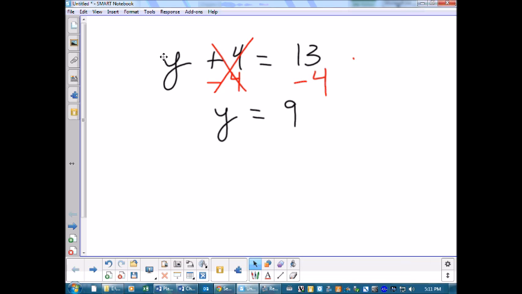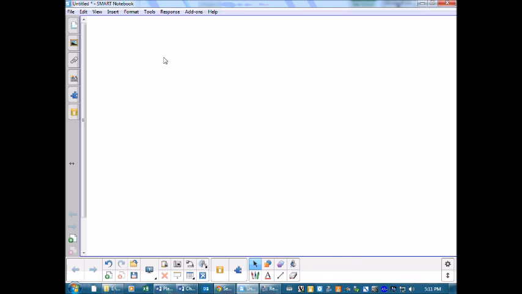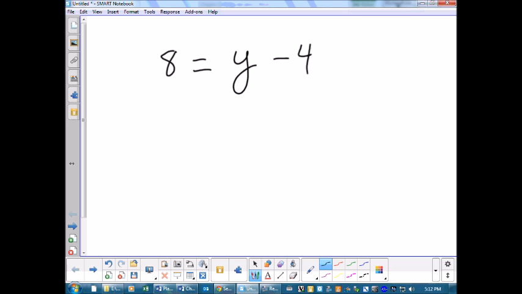Okay, I'm going to do another one for you. I'm going to do 8 equals y minus 4. Okay. Don't freak out because the variable's on the right side and everything looks a little backwards. It doesn't make any difference. It's the same exact process. Okay, so we want to get y all by itself, and we've got a negative 4 there. So how do you get rid of a minus 4? You bet. You add 4.